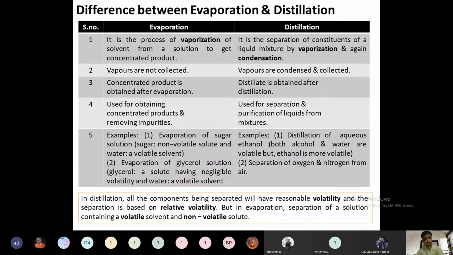So evaporation, you might have noticed in distillation and evaporation, everything takes place due to vaporization only. Evaporation takes place due to vaporization, and distillation also takes place due to vaporization. More than vaporization, condensation is also there in distillation. But evaporation is the main mechanism in separating the components or in concentrating the components.